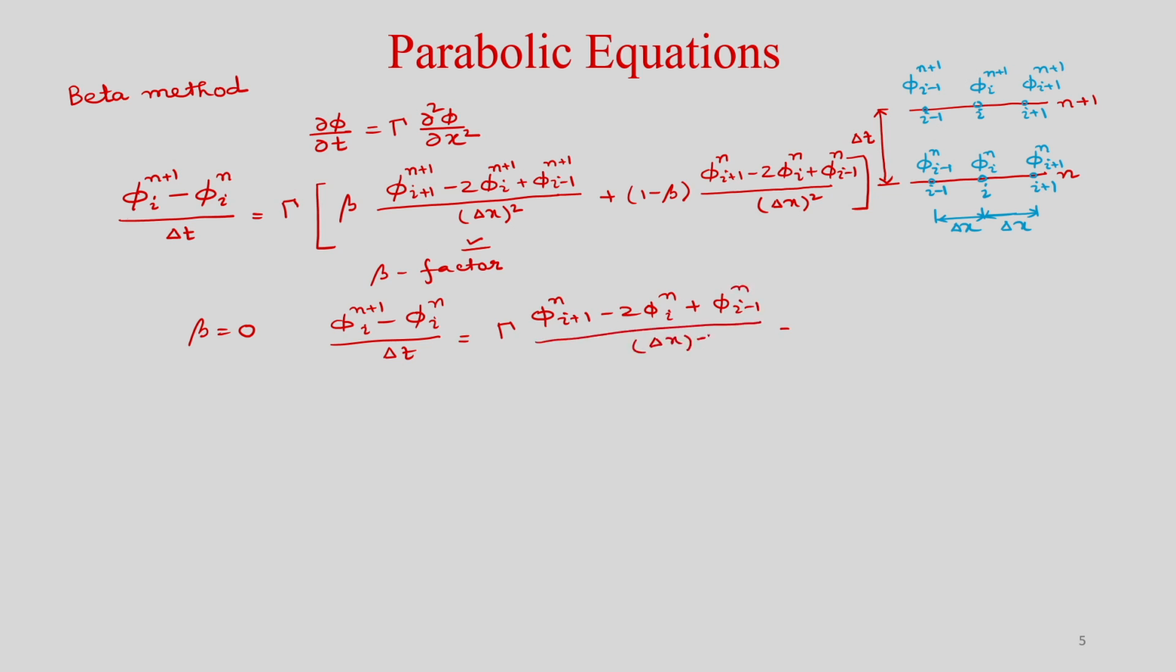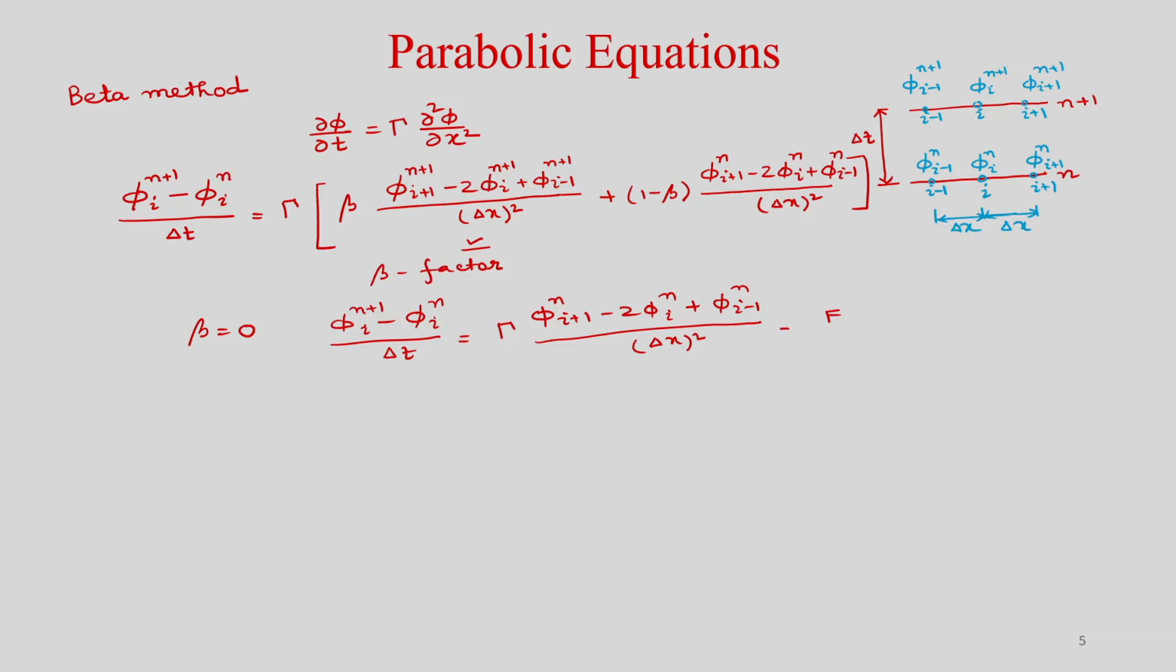So, what type of discretization is it? Obviously only one unknown is there, so it is FTCS, forward time and central space. It is an explicit method, and it is known as FTCS.